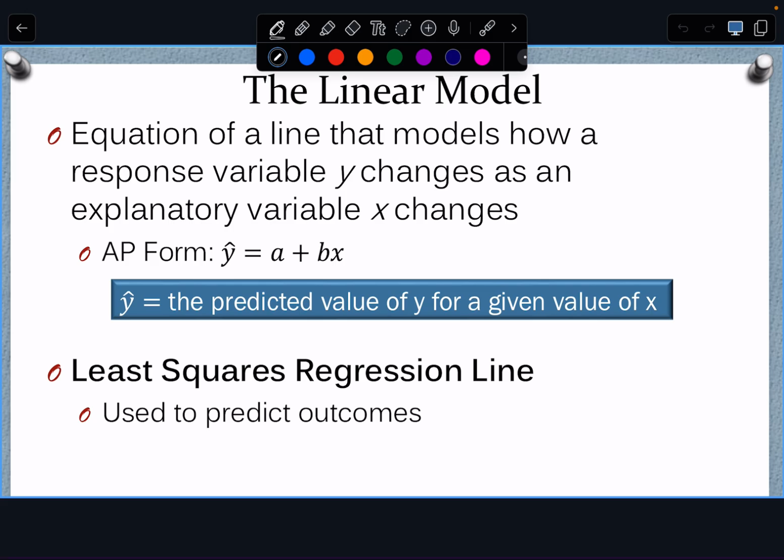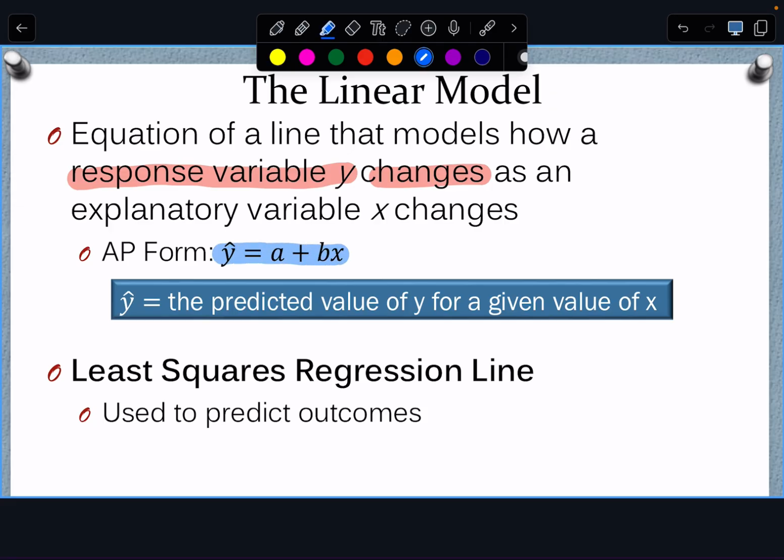When we talk about this linear model, it's an equation of a line, and when we look at that equation, what it's doing is modeling how the response variable y changes as the explanatory variable x changes. So as x changes in the problem, how does y also change? We're going to use a modified slope-intercept form for our regression line.